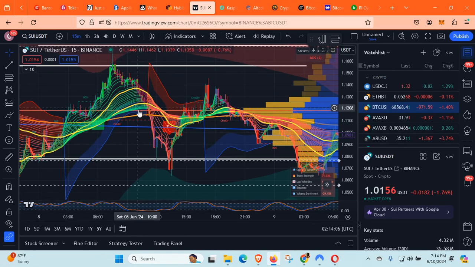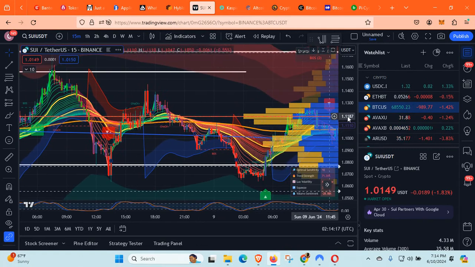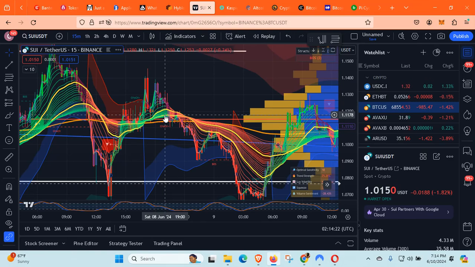I would choose the green band. But this isn't a bad place to stop loss here because you can see when it hits there, it goes back into there and then it comes back. And then you can see that here, the 200 EMA is not too far away from that. You can see the yellow here and then the green, and there could be a possible 200 EMA.